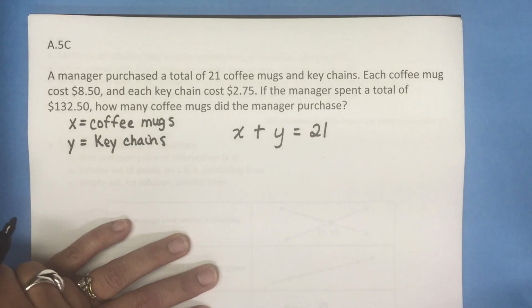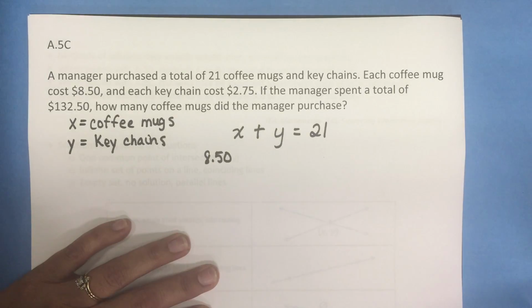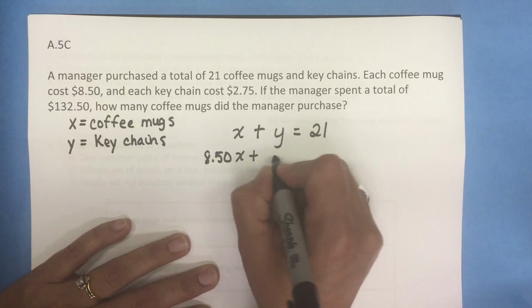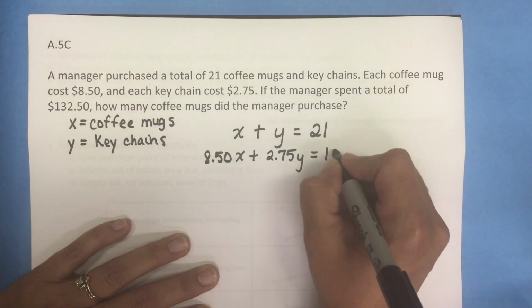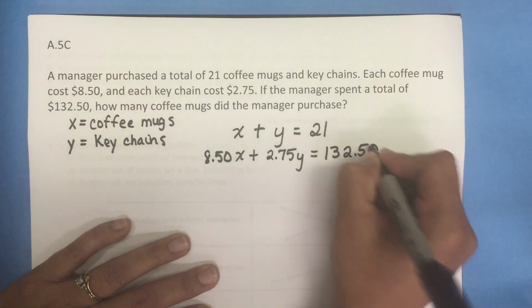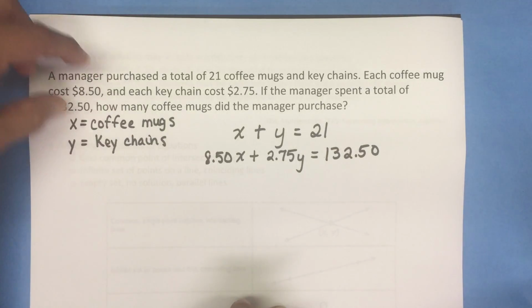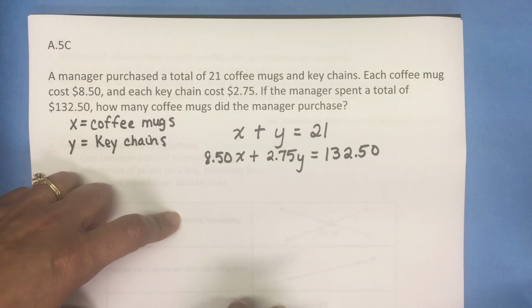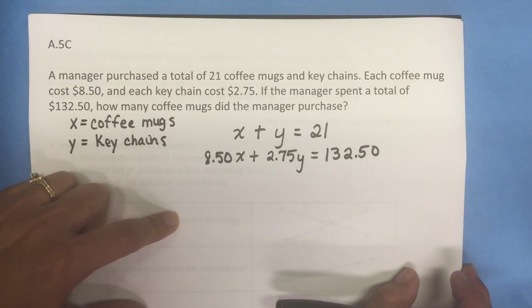Now each coffee mug costs $8.50. So if I multiply the cost of each coffee mug times the number of coffee mugs, plus the cost of each keychain times the total number of keychains that will be purchased, that's going to give you the total amount that the manager spent to buy the coffee mugs and keychains. So now we have two equations to represent this situation. We're going to solve this system of equations by using the elimination method.